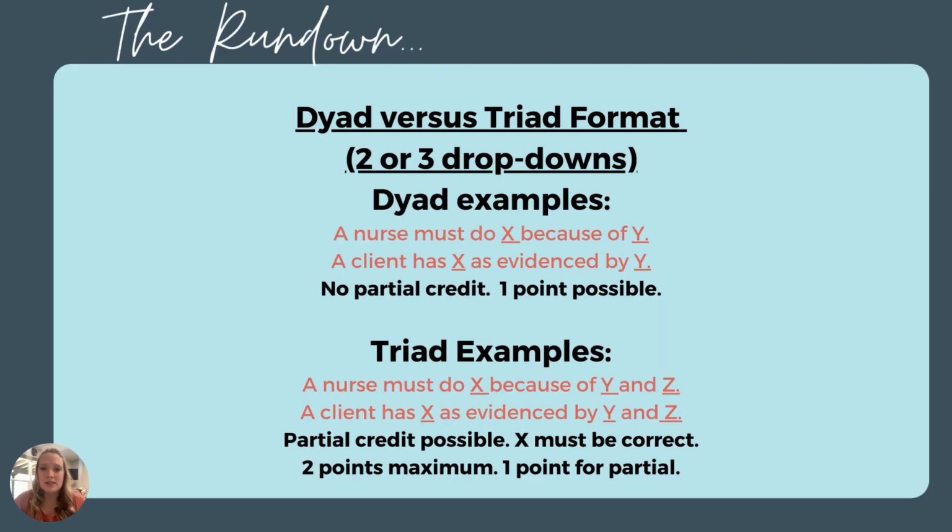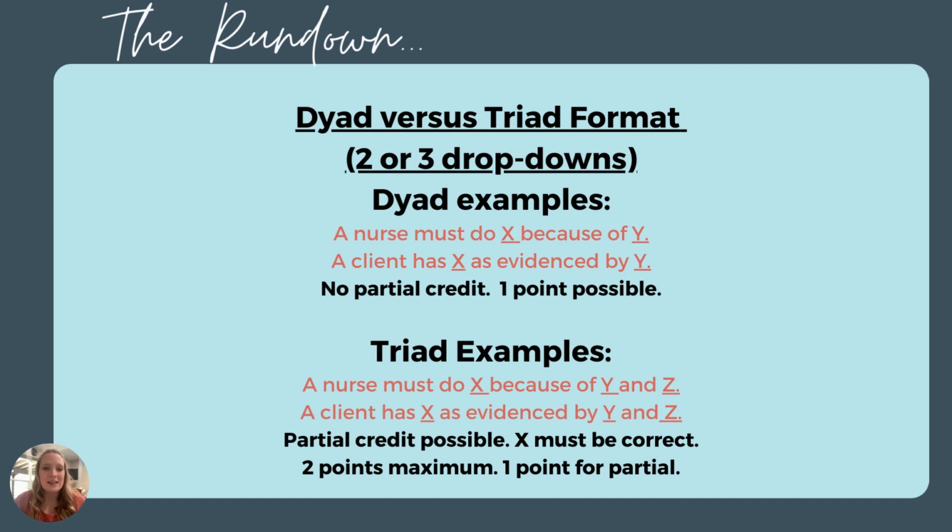With this question type, you might have a dyad or a triad question, which essentially means either 2 drop-downs or 3 drop-downs. Each drop-down will have 3 to 5 answer choices to choose from. Now let's take a closer look at the format here and how they are scored.